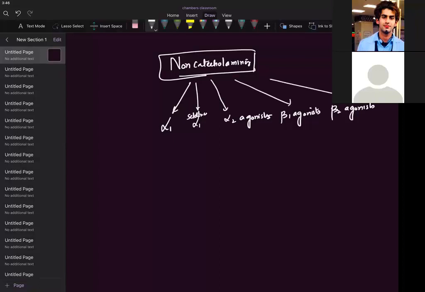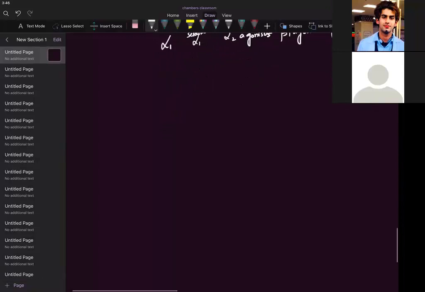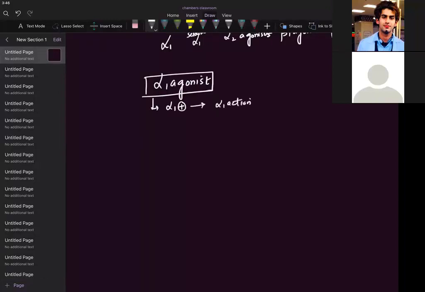I will first take alpha 1 agonists. Alpha 1 agonist means they go to the alpha 1 receptors, stimulate them, and cause that specific alpha 1 action. Now we are using them as nasal decongestants.